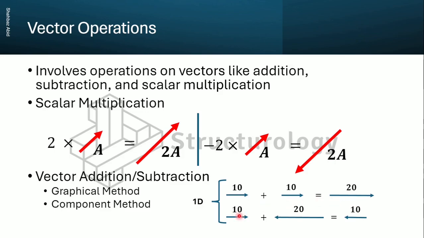If I have a 10 magnitude vector towards the right and a 20 magnitude vector towards the left, the resultant of this is going to be 10 towards the left.